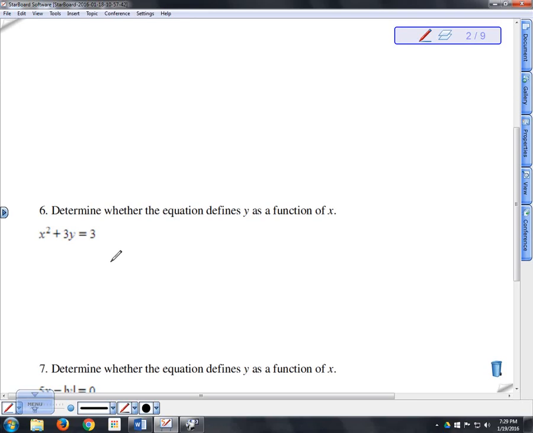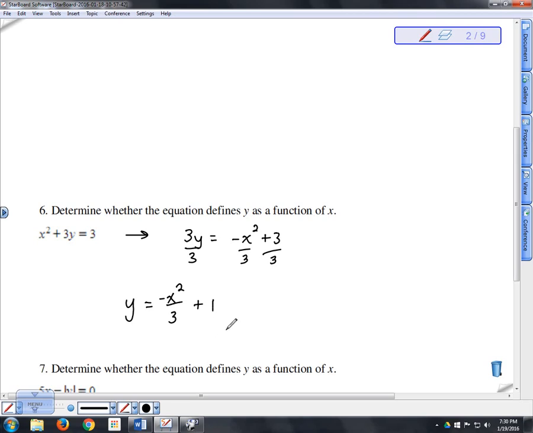Determine whether this equation is a function of x. That means if you plug in one number for x, you should get one number out for y. One way to do that is to try to rearrange the equation into a y equals equation. So for this one, if you subtract the x squared, you're going to get 3y equals negative x squared plus 3, and then if you divide by 3, you're going to get y equals negative x squared over 3 plus 1.